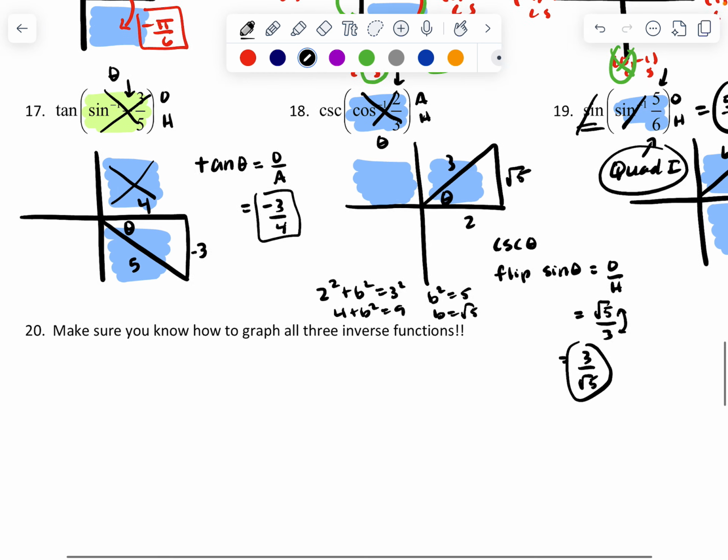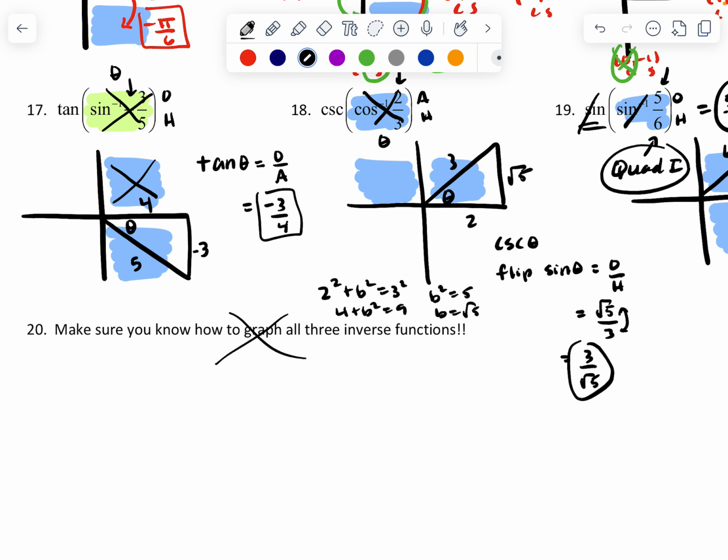All right, and you guys, we used to have to make you graph these, but we're not anymore, so you can ignore that. All right, hope that helped. Have fun studying. I'll see you guys tomorrow morning.